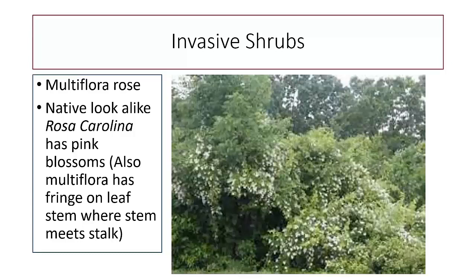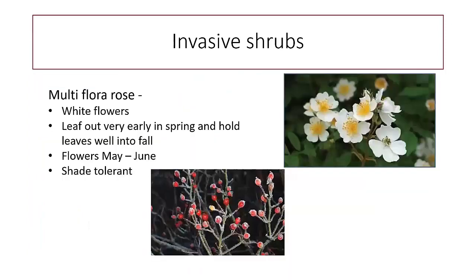There's also a way to differentiate the multiflora when it's not in bloom. It has a fringe on the leaf stem where the petiole meets the stalk, and it kind of looks like a cat's claw. So if you have that leaf stem wrapped around the petiole wrapped around the leaf stem, and it has kind of a fringy looking edge, that's probably the multiflora and not our native Carolina rose.